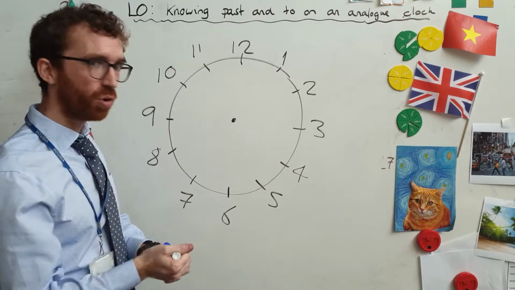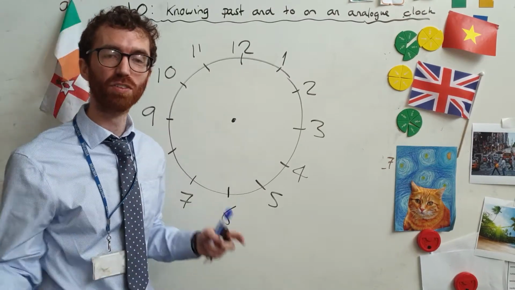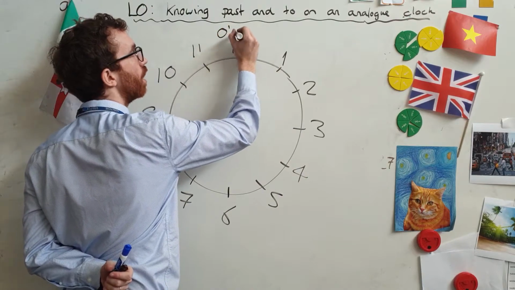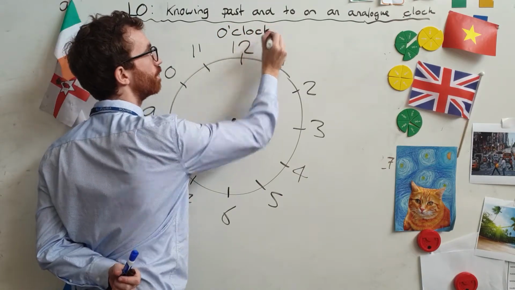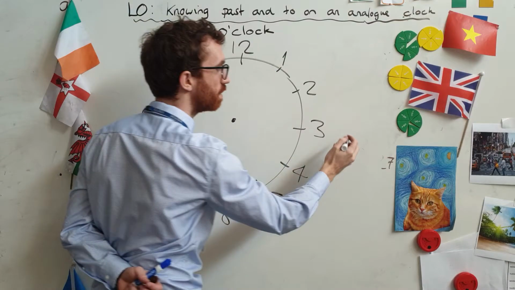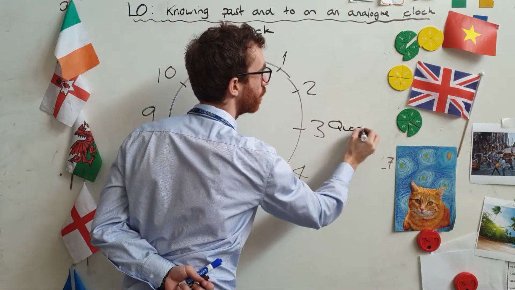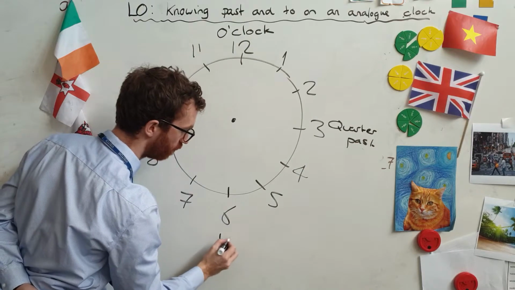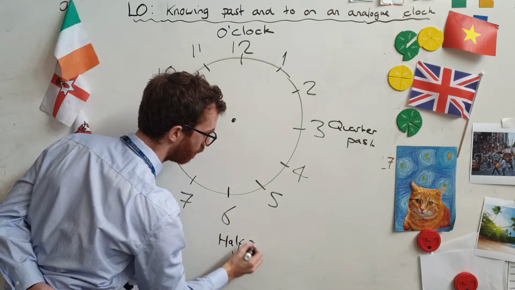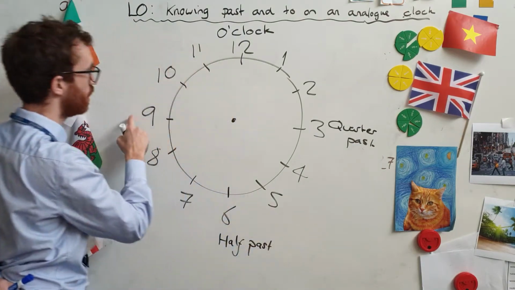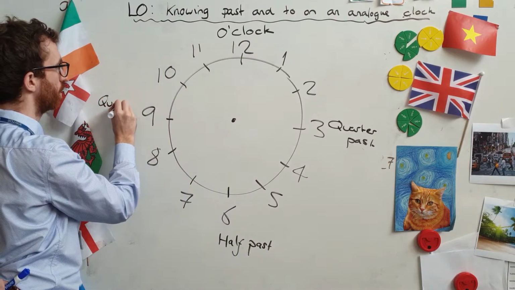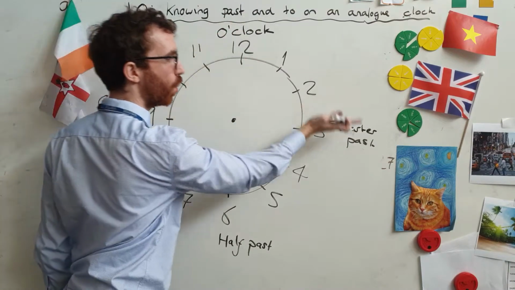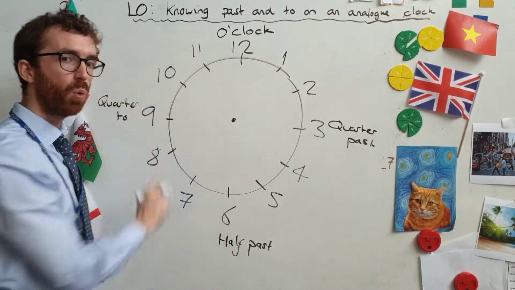So, we've got 4 key points on the clock that have a special word. Up here, this is known as o'clock. Over here, this is known as quarter past. Over here, this is known as half past. And over here, this is known as quarter to. So we've got o'clock, quarter past, half past, quarter to.